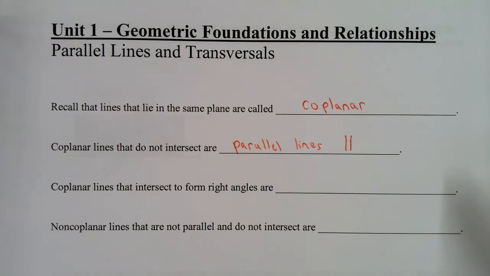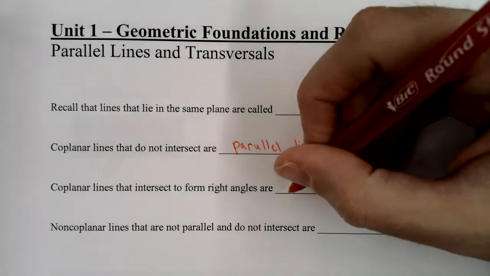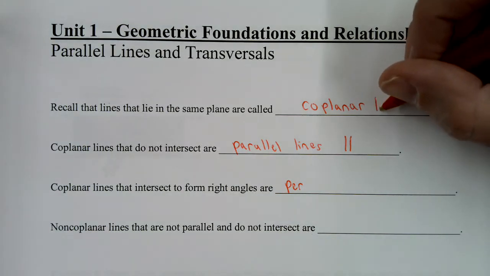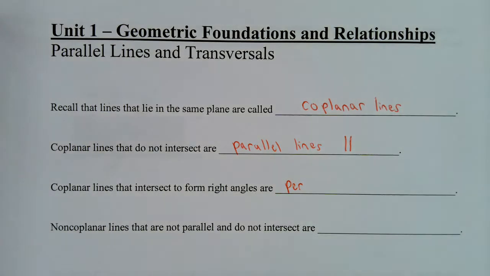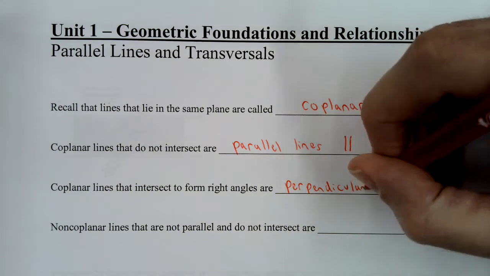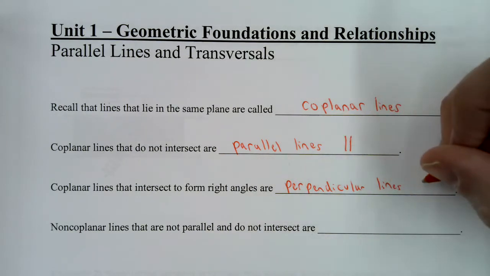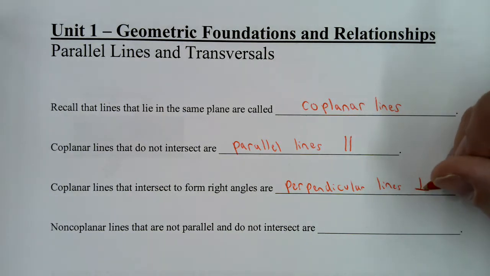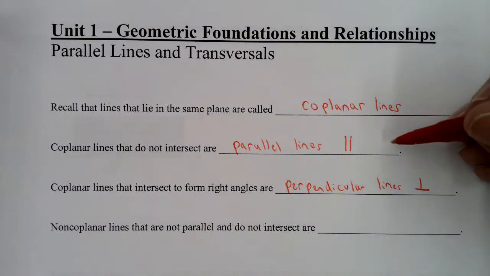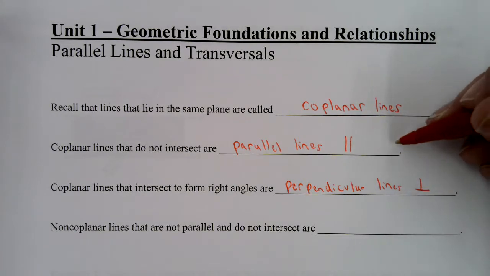Coplanar lines that intersect to form right angles are called perpendicular lines. Since I'm writing lines, I'll put coplanar lines up here too. So perpendicular lines, and that's the symbol for perpendicular. It looks like an upside down T. Now those two we're going to use a lot throughout the year, so you definitely have to know them.